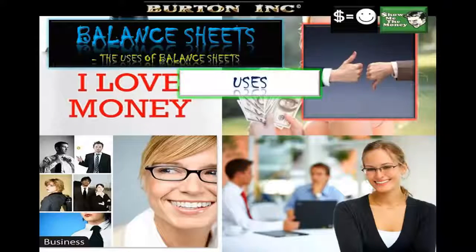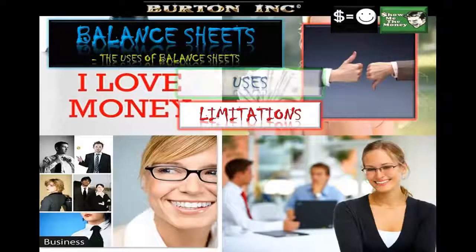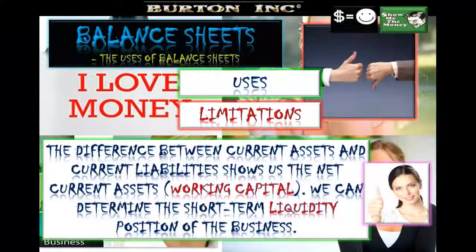And quite common, the uses and limitations of a balance sheet will be asked in exam type questions. Let's have a look at the uses. We can see immediately whether a firm is liquid or not because we can assess their working capital figures straight away. The information is right there in front of us. The difference between current assets and current liabilities is given as net current assets. We know that net current assets is working capital. We can then assess whether there is short-term liquidity within the business or short-term illiquidity.